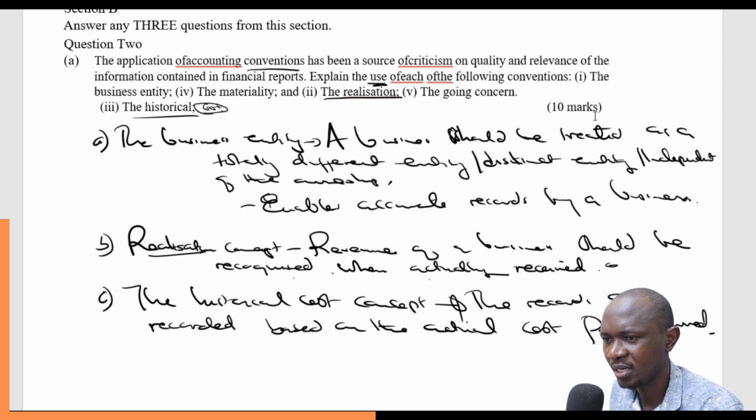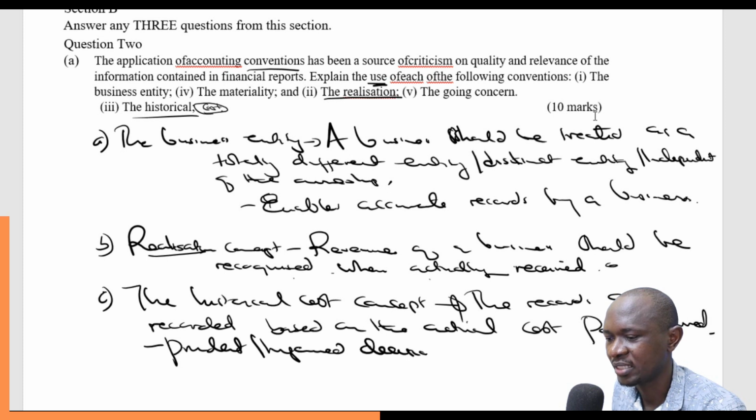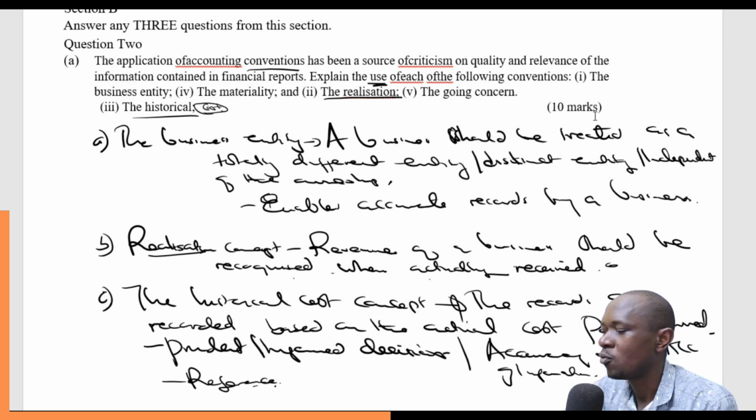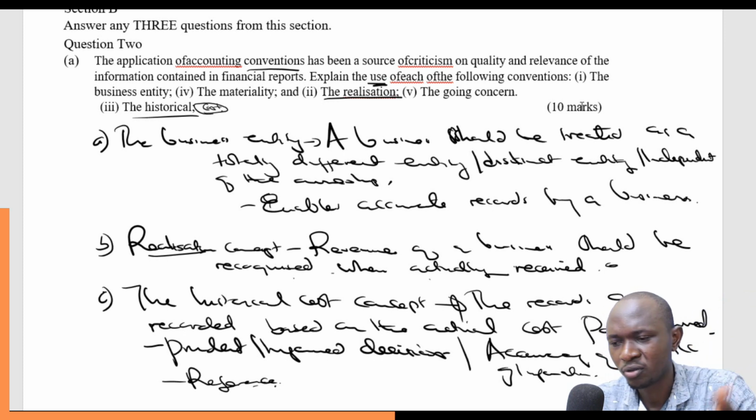Now, what's the importance of that? Again, this one helps us to make prudent or informed decisions. And it also increases the accuracy of the accounting information. And further, it acts as a reference point. We can always refer to see how much we spent on something, maybe 2 years, 3 years, 4 years ago. It's always possible if we go with this concept.